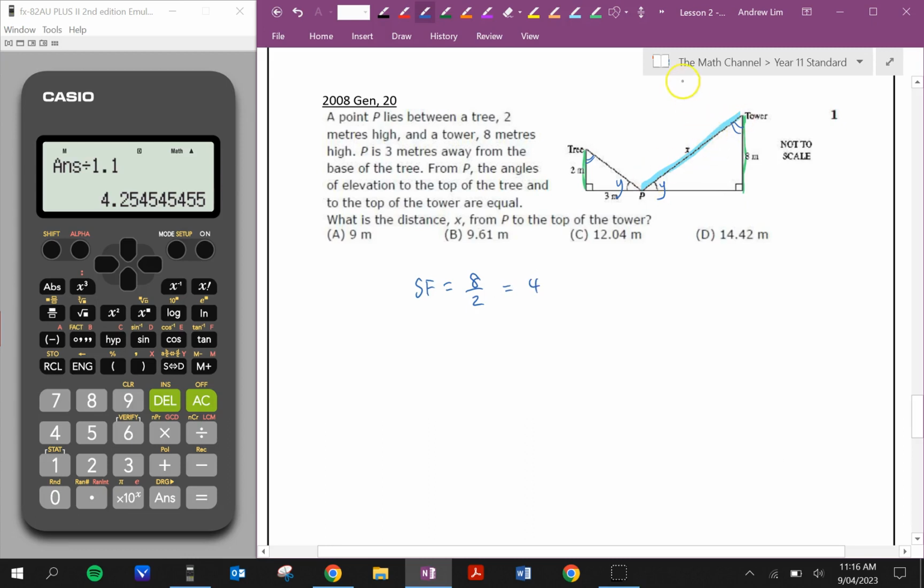Now this x matches with this, but we don't have that. So what does that mean we need to do? We need to use Pythagoras' theorem. So I might call this C. We'll need to use Pythagoras' theorem to work out that length, and then we can just times it by 4. So C squared is equal to 2 squared plus 3 squared.